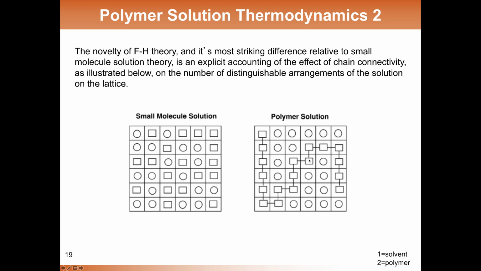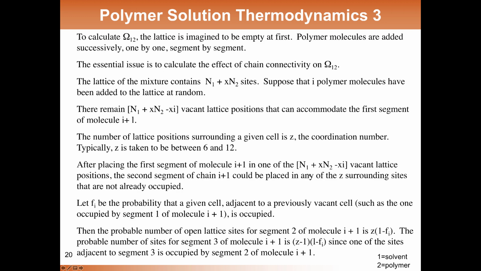If you imagine this being in 3 dimensions, then there would be one above this one and one below it, for perhaps a total of 6. It turns out that the exact value of the coordination number has very little bearing on the final answer, but that's what this term Z means.